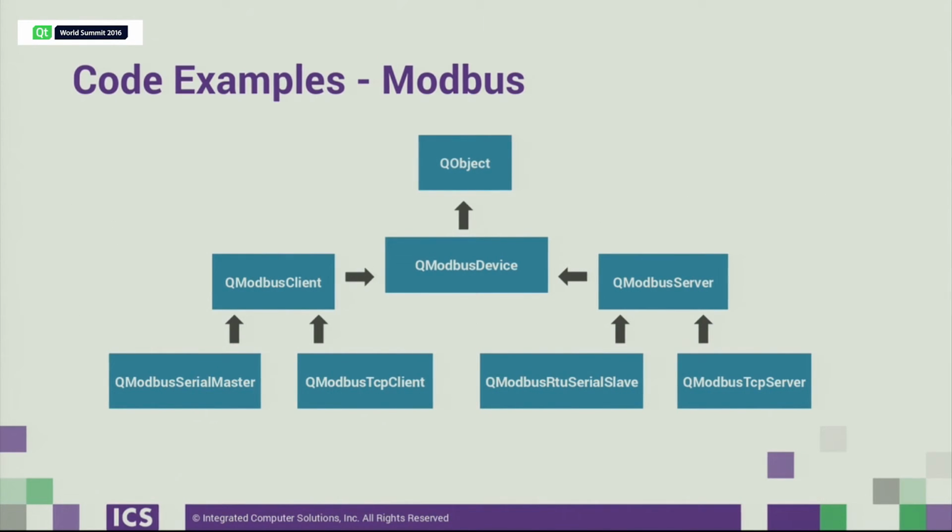So we'll look at a simple example of Modbus. This picture here is an inheritance hierarchy of the Modbus classes that makes a bit more sense of them. All of these classes derive from QObject, and below that you have QModbusDevice, and then you have the two different flavors of client and server inheriting from QModbusDevice, and then at the bottom you have both the serial versions and the TCP networking versions. Typically you use the bottom level classes, but they share a lot of the APIs from the classes that they inherit from.